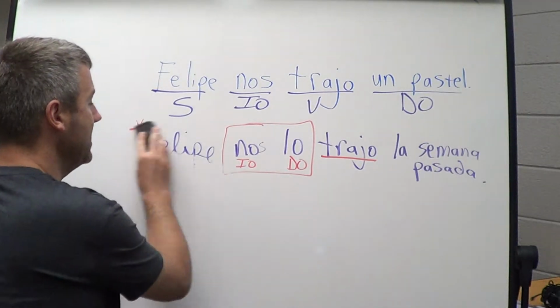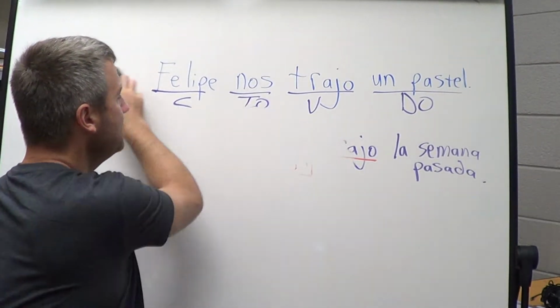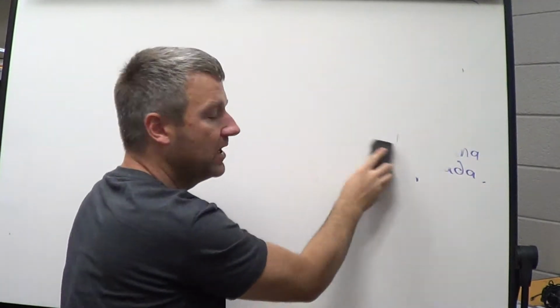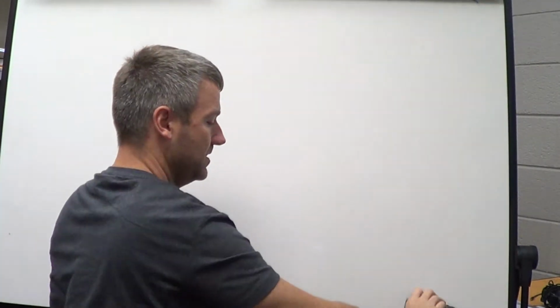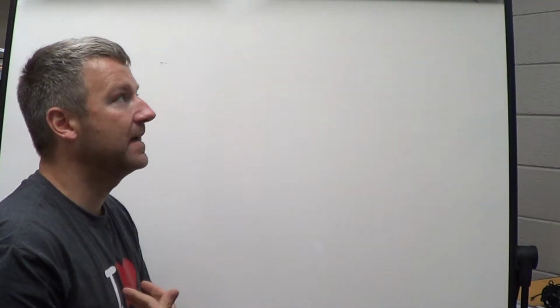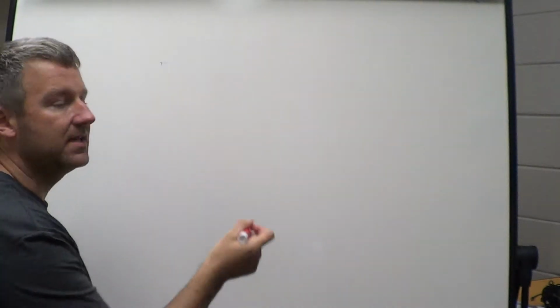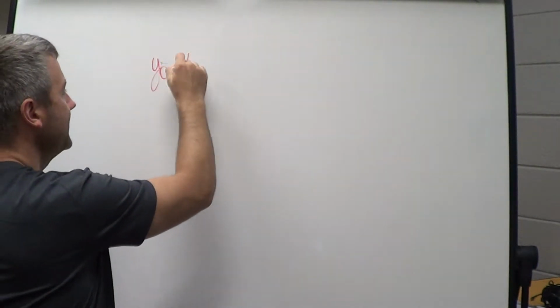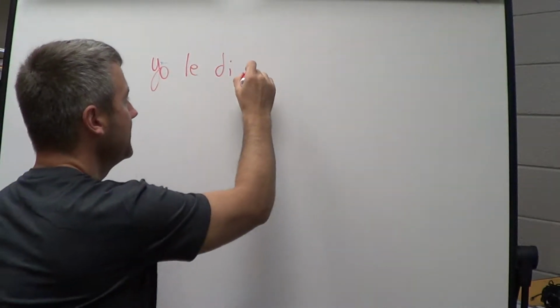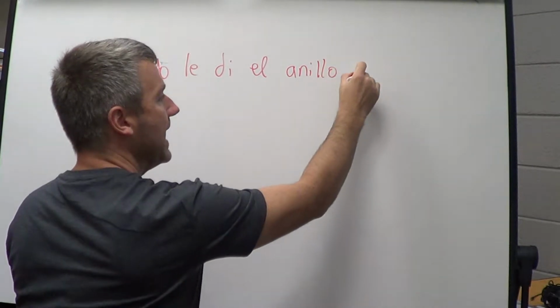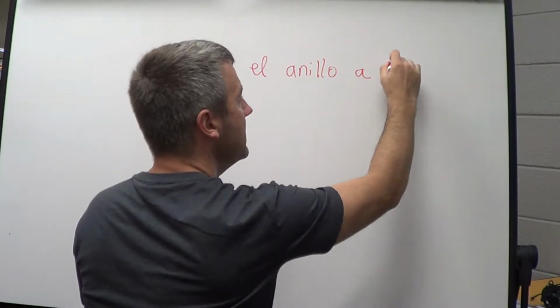All right. Now, real quickly, let me show you something that I alluded to just a little earlier about the se. So let's just say that I am giving something to someone. All right? Like this. Yo le di el anillo a Marta.